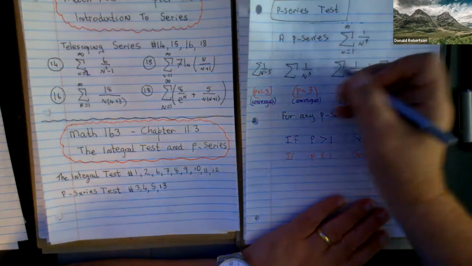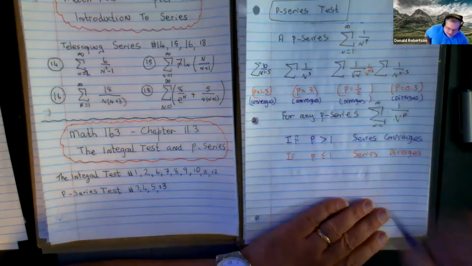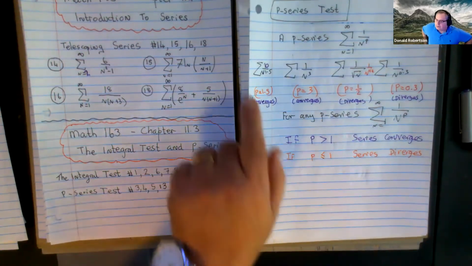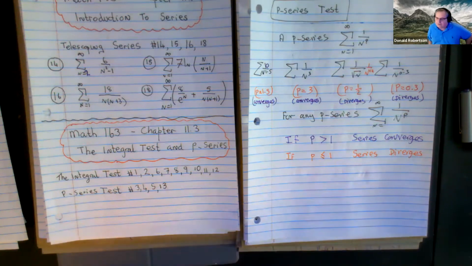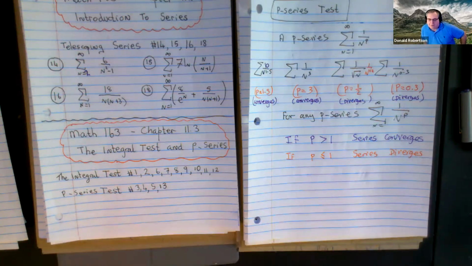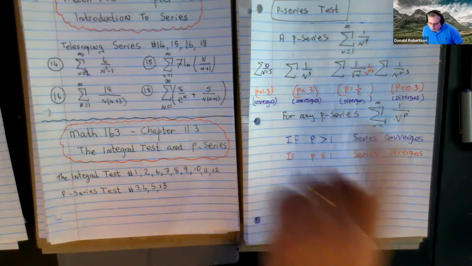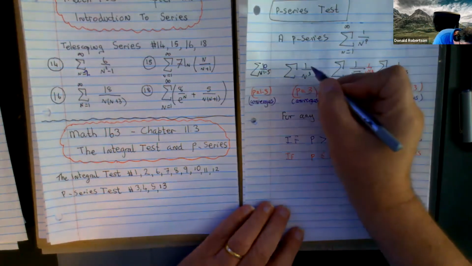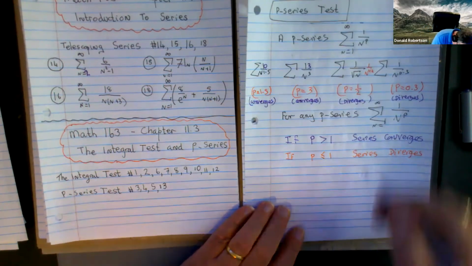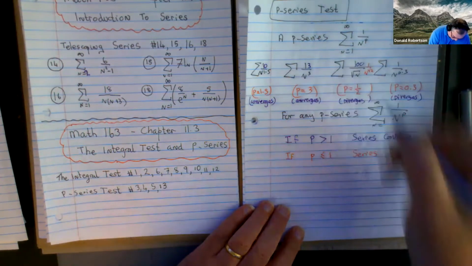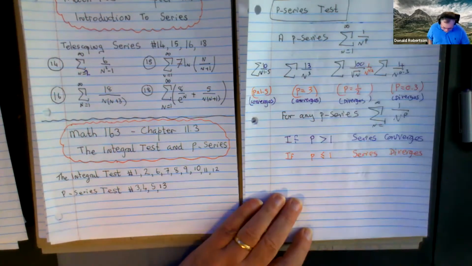Do you think it matters if you put a 10 on the top instead of a 1? Would that change the convergence or divergence? What do you think? If something converges when there's a 1 in the top, do you think it's going to change just because you put a 10 on the top? No. So you can actually do the p-series with a little bit of flexibility. Won't that one still converge? Won't that one still diverge? And won't that one still diverge?